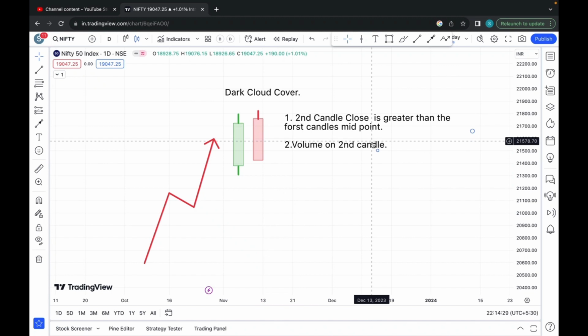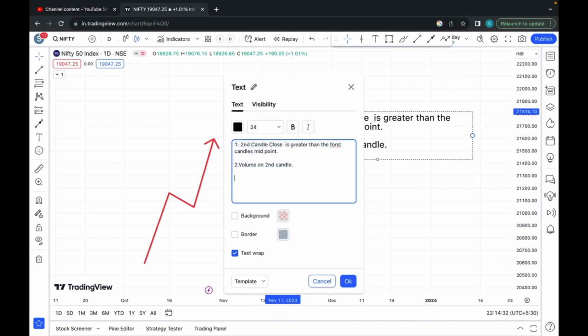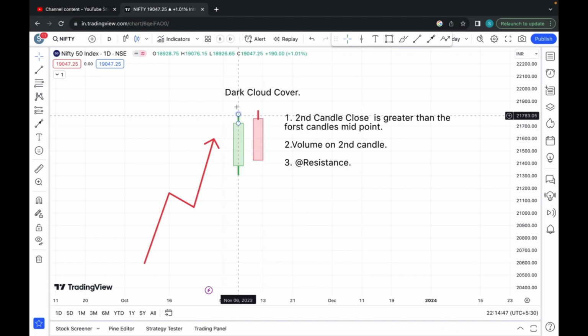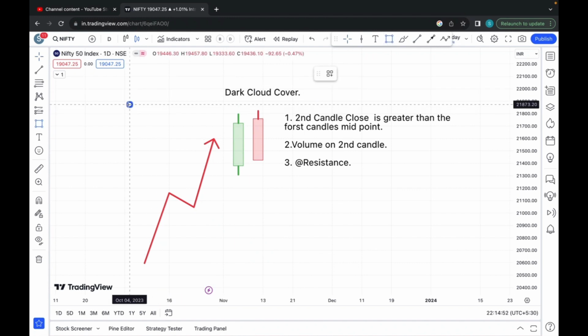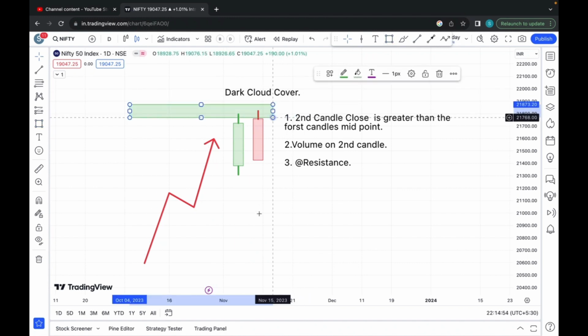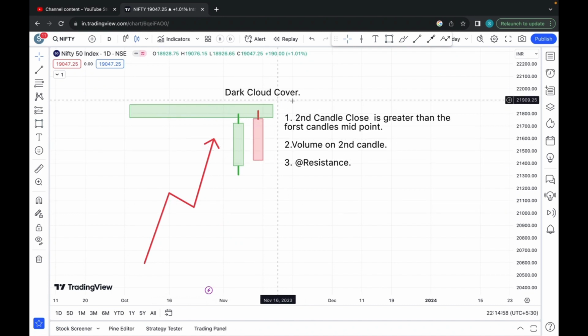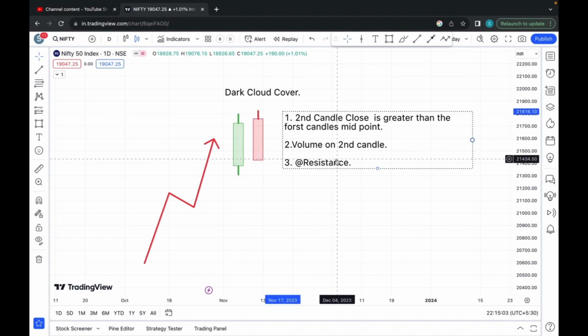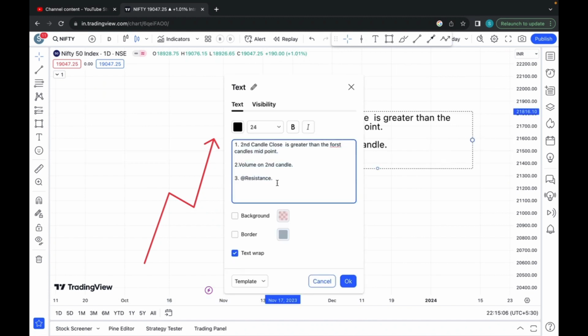And your next point which strengthens this pattern is resistance. If this candle formation is seen at any major resistance zone or important resistance level, this becomes a very powerful setup.